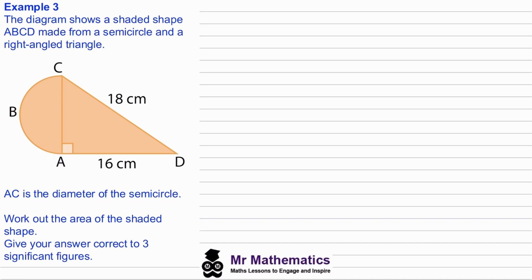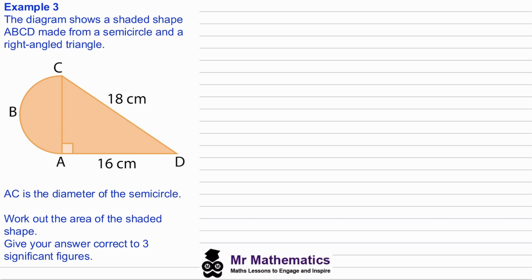So in example 3, we've been given a semicircle joined to the edge of a right angle triangle, and we need to work out the area of the total shaded shape, giving our answer to 3 significant figures. So perhaps you want to give this question a go yourself. You can pause the video and come back when you're ready. Okay, so how did you get on?